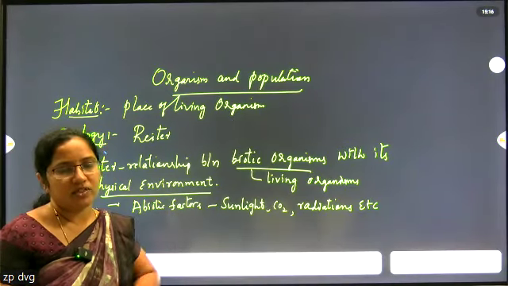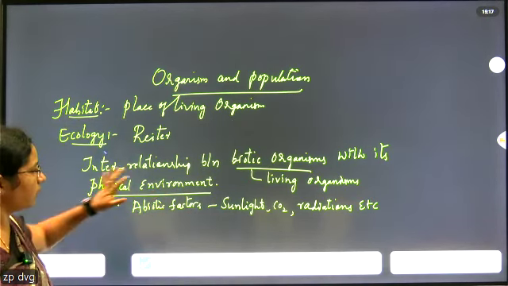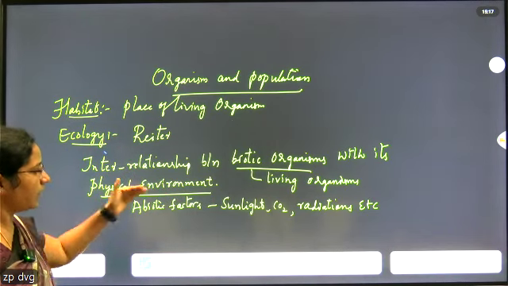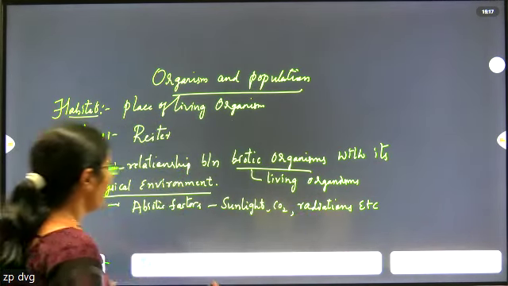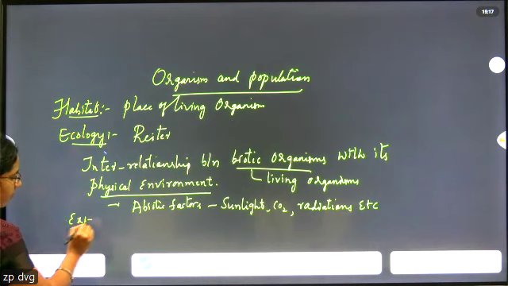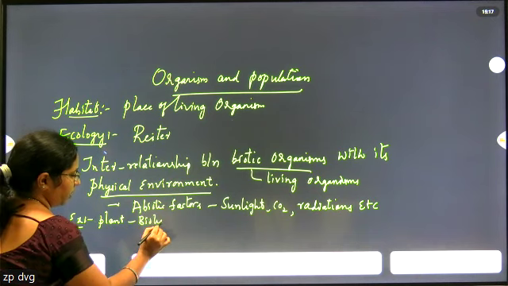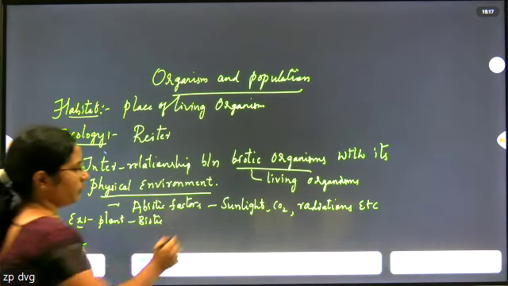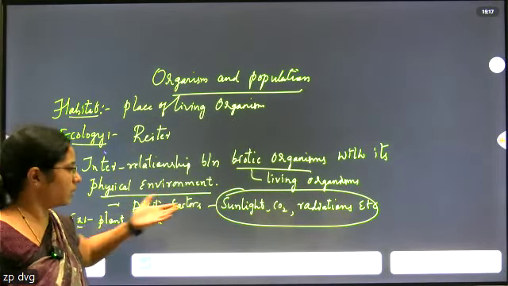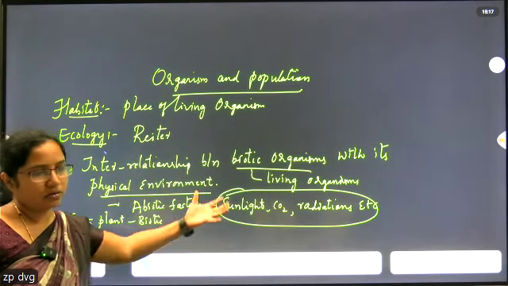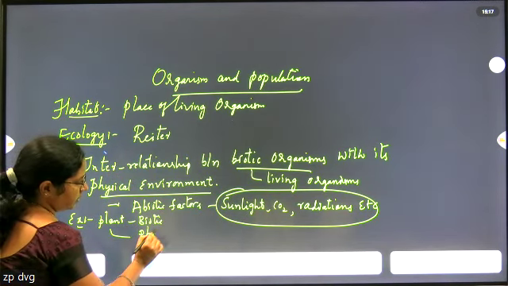Every living organism cannot survive without interacting with the surrounding environment. That surrounding environment is nothing but the physical environment, consisting of abiotic factors: sunlight, CO2, radiations, etc. For example, if we consider a plant as a biotic organism, then without abiotic factors like sunlight and CO2, which come under the physical environment, the plant cannot carry out the process called photosynthesis.